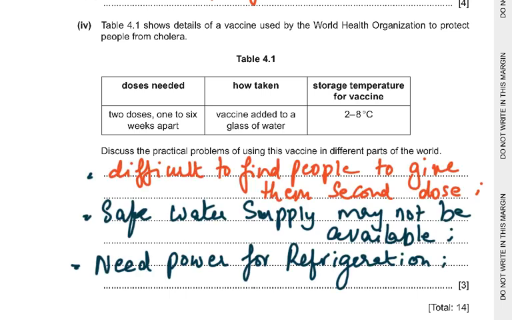So it is difficult to find people to give them the second dose. They might have moved away or they might not be living in the same area anymore. And a safe water supply may not be available. And where will you find the electricity to have refrigeration so that it can be kept at 2 to 8 degrees Celsius? That's a very low temperature to be kept at.